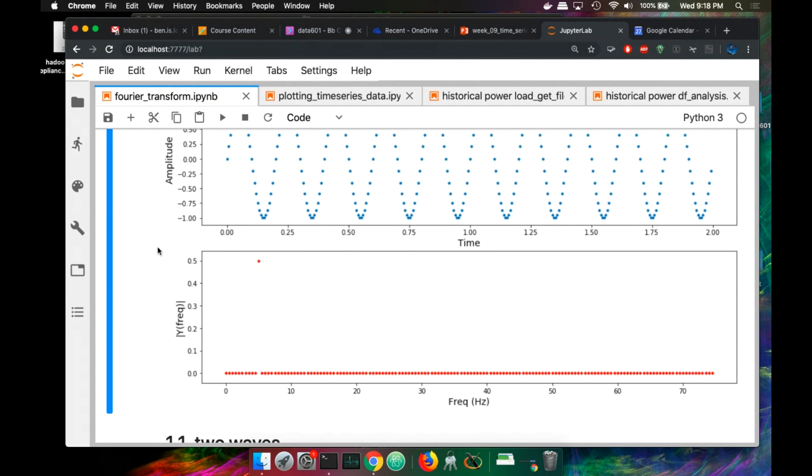So the answer in our case is there are no waves with frequency 0, no waves with frequency 1, no waves with frequency 2, and then all the way up to, there is a single frequency at 5 hertz that would describe our input signal. So this would be totally obvious. We had an input signal operating at 5 waves per second, and what the Fourier transform tells us is there is one signal that could account for that input and it happens to occur at 5 hertz.